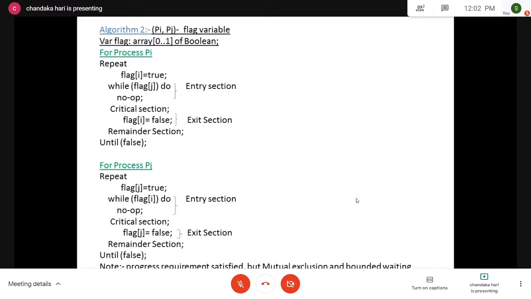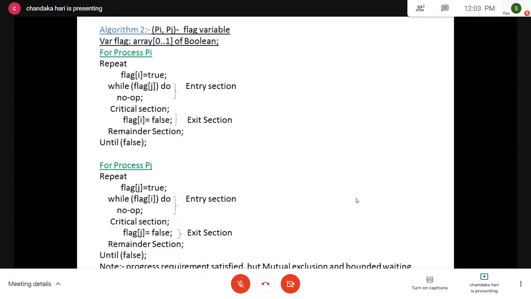Repeat, if a process Pi wants to enter into the critical section, initially flag i becomes true. Then immediately process Pi checks whether flag j is already set before me. That is, I give first priority to the processes that are already trying to enter into the critical section. If flag j is already true before me, I am not eligible for executing the critical section, that's why no operation.